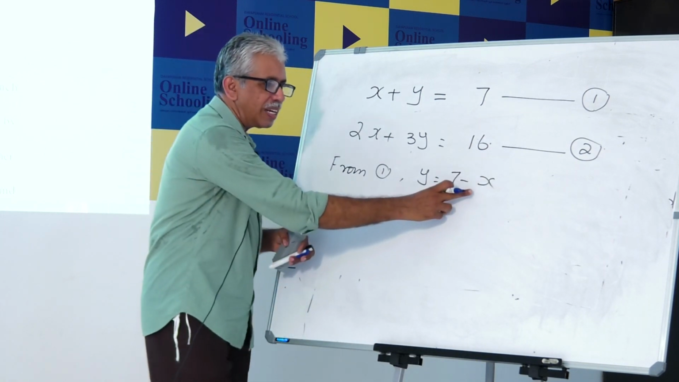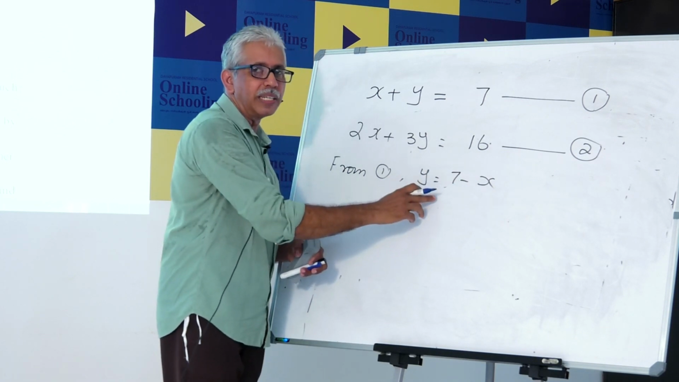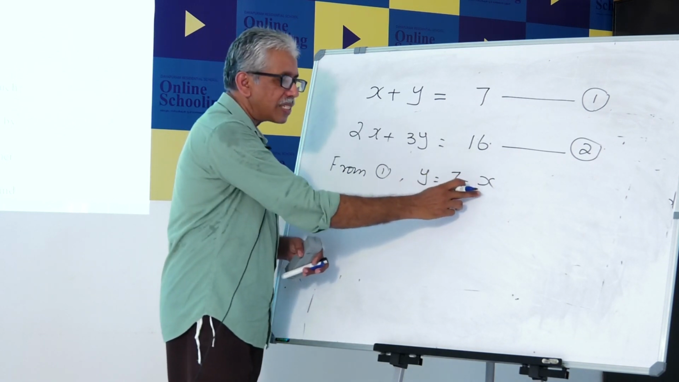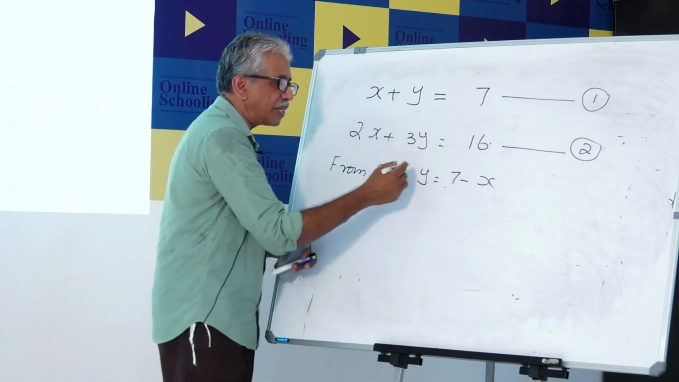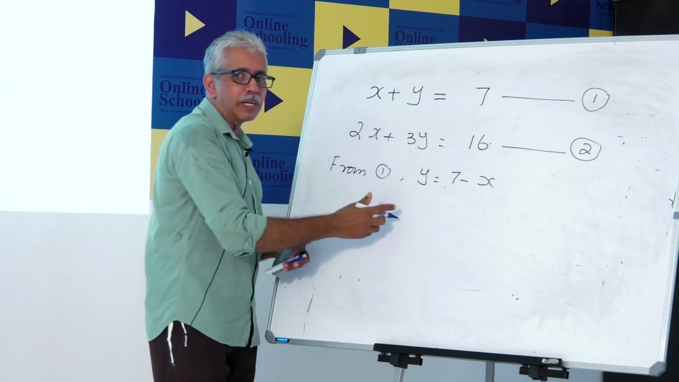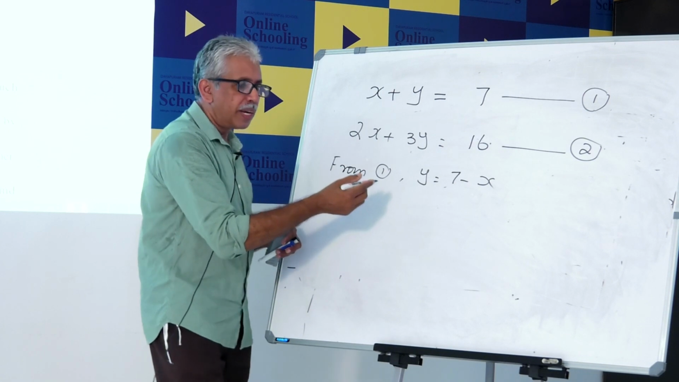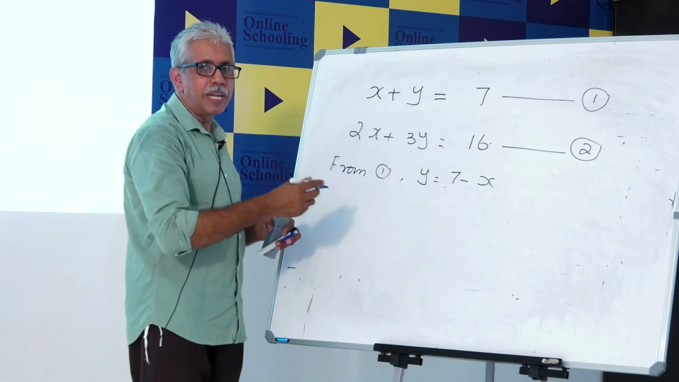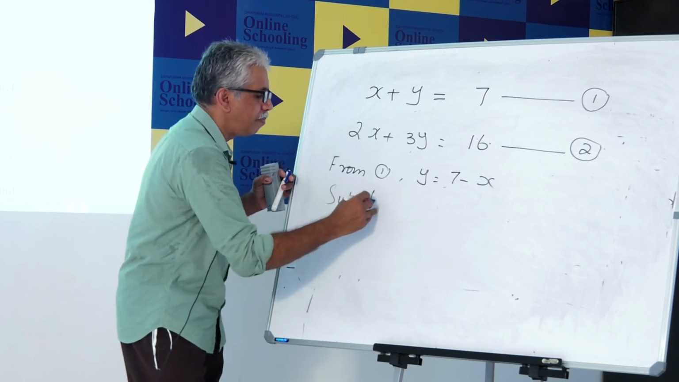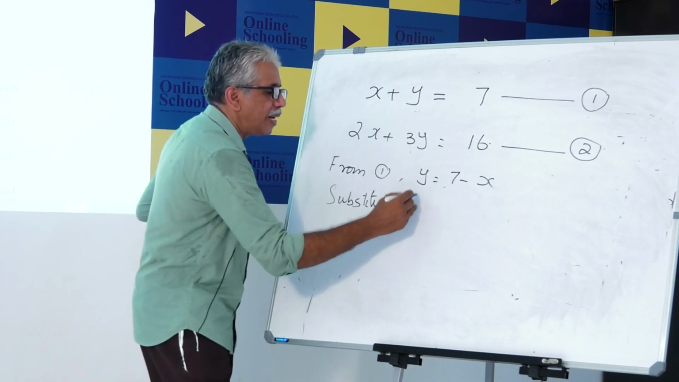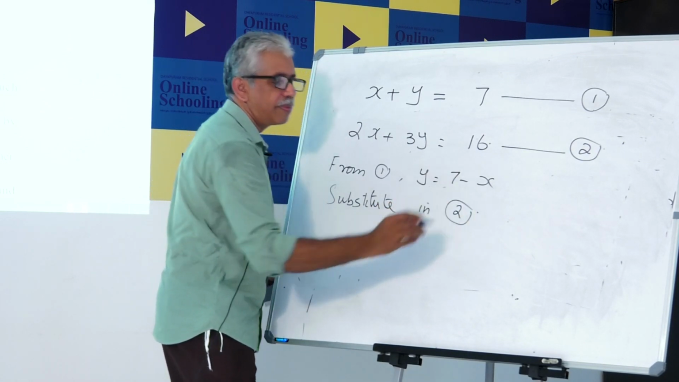So, this is actually giving you what? If you know x, how y can be determined. And now, in the second equation, you put y equal to 7 minus x. You use the term substitute, and that is why the method is called the substitution method. So, substitute this formula in the second equation.